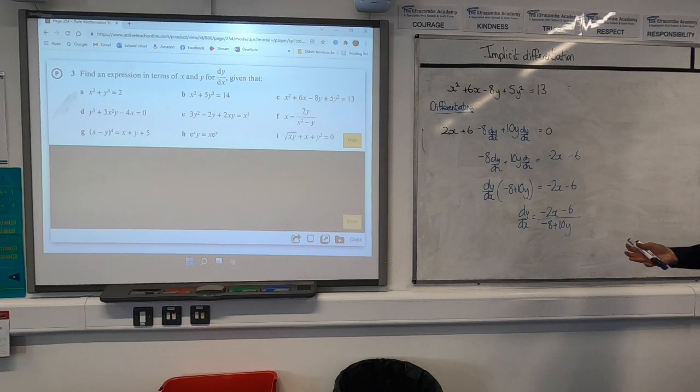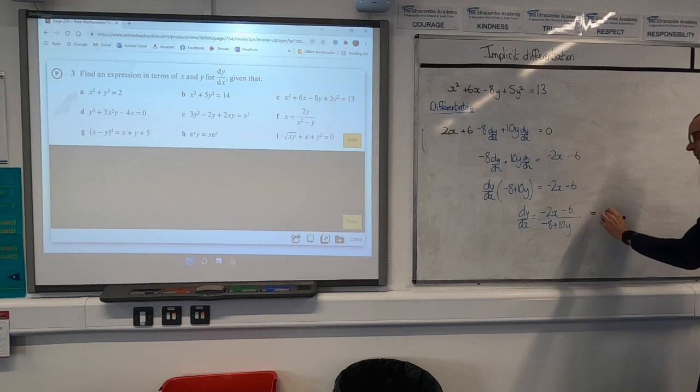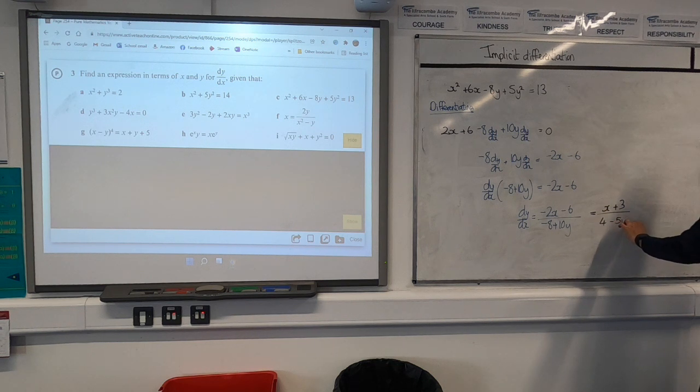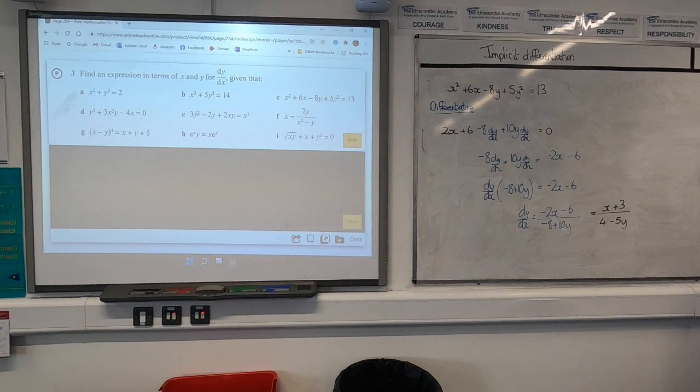And because this is a fraction, I can do a bit of simplifying at this point. Remember, we can only do that if every term can be divided, but every term can be divided by 2. In fact, I'm tempted to divide every term by minus 2, just to get rid of those negatives. I mean, you don't have to do this, but what's that? 4 minus 5y. Looks a bit nicer, doesn't it? So that's my dy by dx.